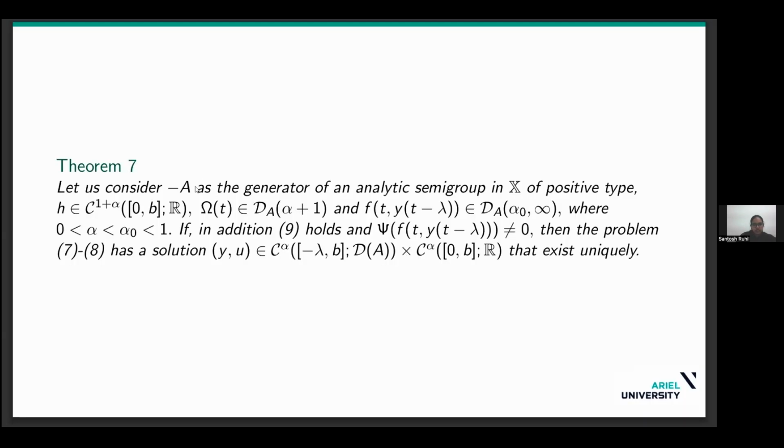So let us consider that minus A is a generator of the analytic semigroup in X of the positive type, and this H is in C 1 plus alpha space, this sigma T is in this interpolation space, this F is in this interpolation space for this alpha naught exponent, where this alpha naught lies between alpha and 1. And if in addition 9 holds, 9 is our compatibility condition, and this non-singularity condition holds, then the problem 7 to 8, that was our non-degenerate problem, will have the solution that exists uniquely.